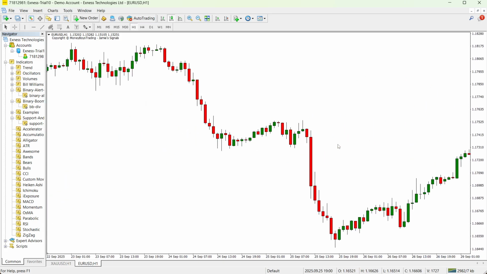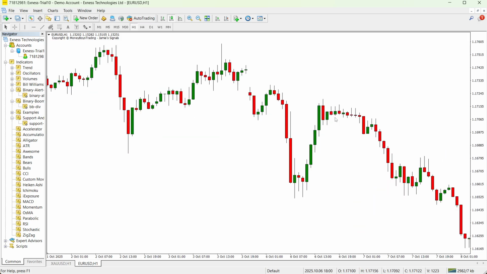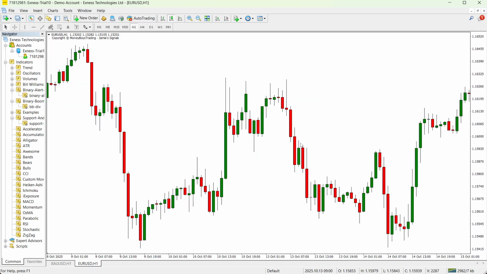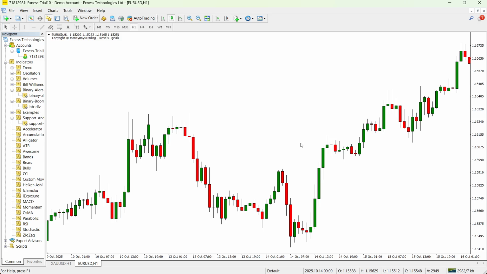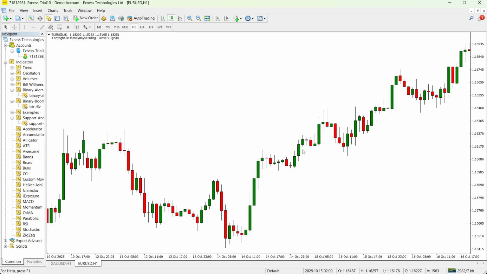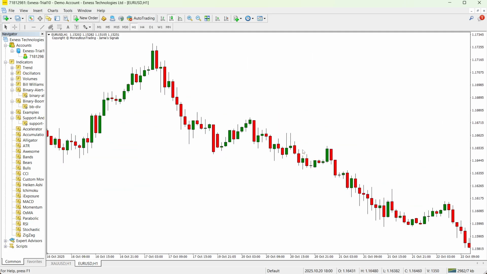Let's take a look at what leverage means in forex. Leverage in forex lets you control a position much larger than your actual cash by putting down only a fraction of the trade value as margin. The leverage ratio, like 1:100, means that for every 1 unit of your own money, you can control 100 units in the market, with the broker effectively financing the difference.